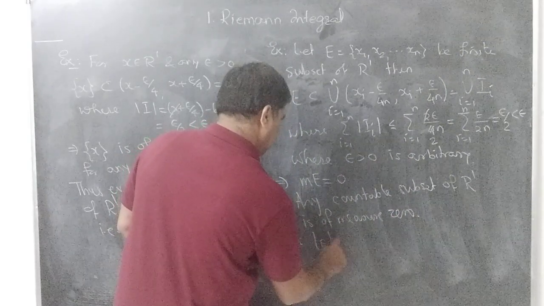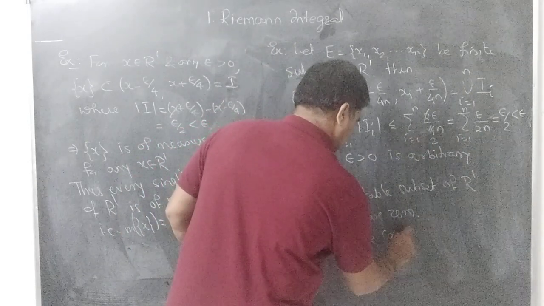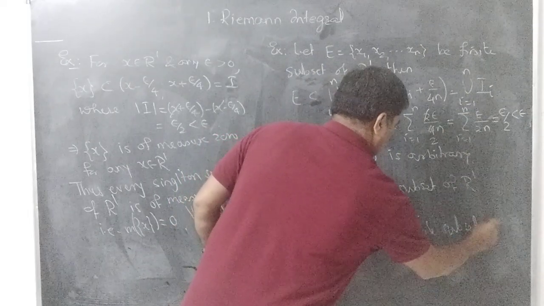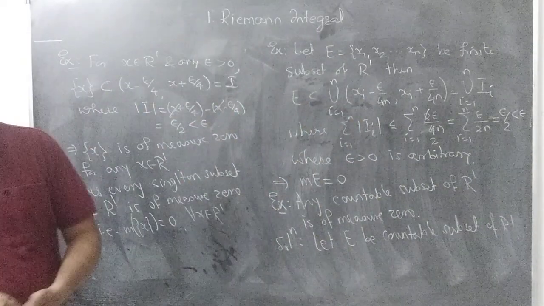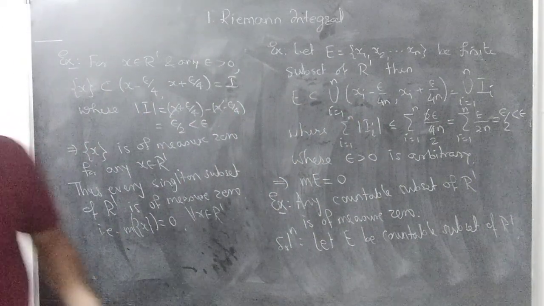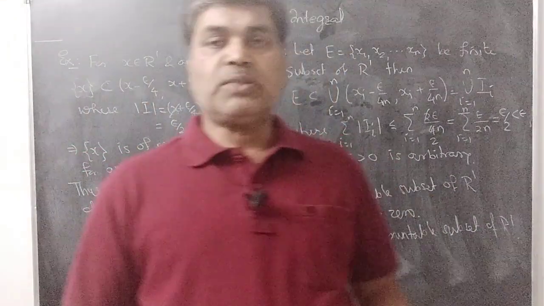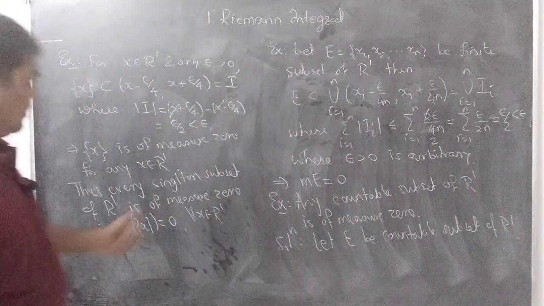Let E be a countable subset of R1. As E is a countable subset of R1, it is equivalent to the set of natural numbers. A set which is equivalent to the set of natural numbers is known as a countable set.